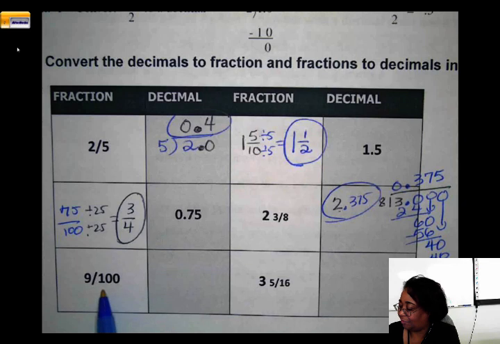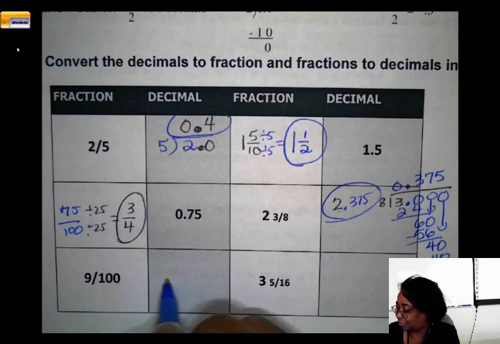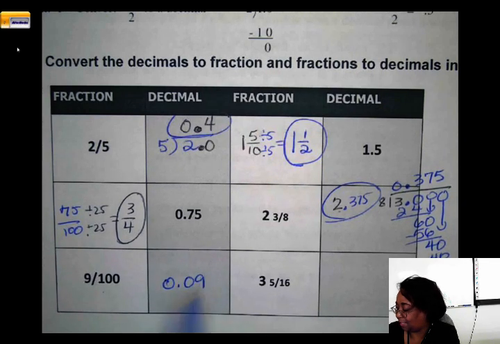Here I'm given the fraction 9 hundredths. I can just write that, 0.09. That's 9 hundredths. Read it out loud and do it.